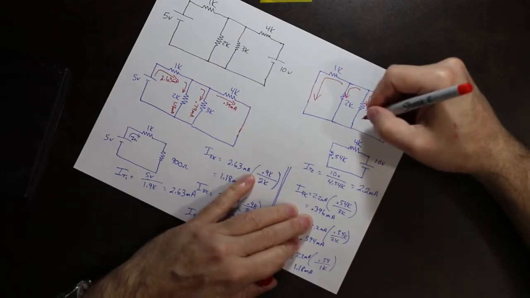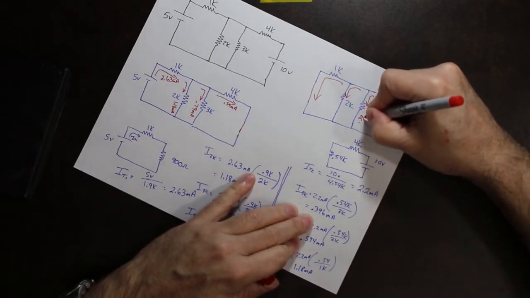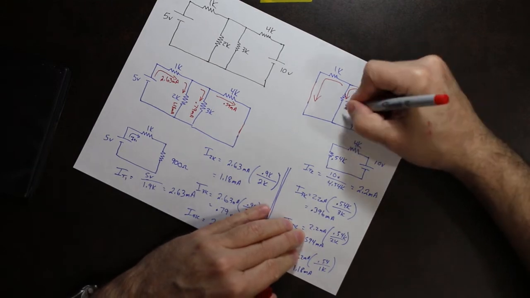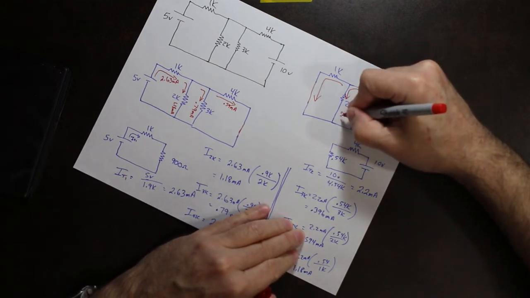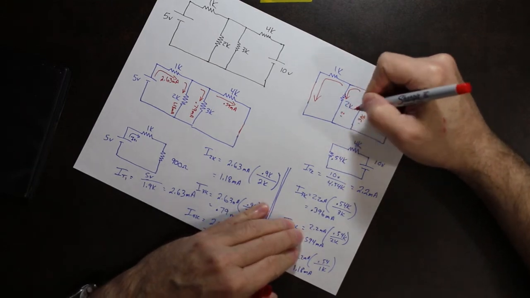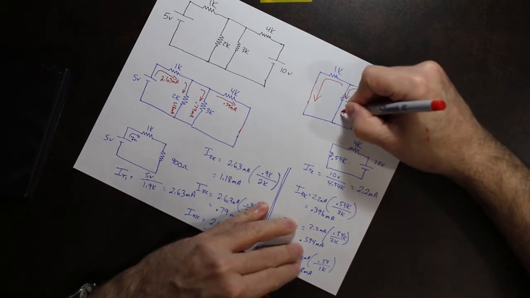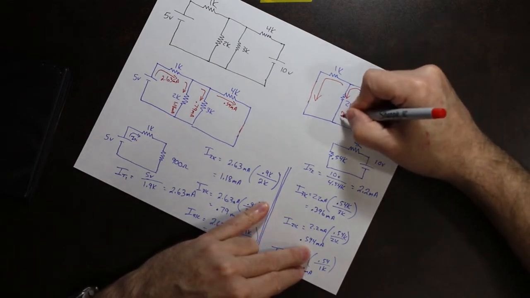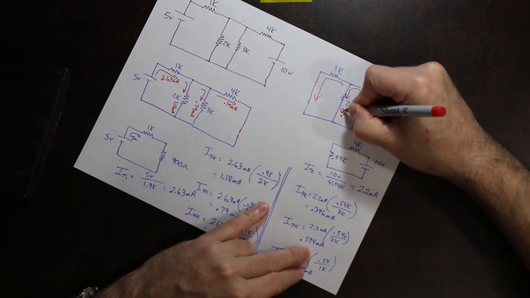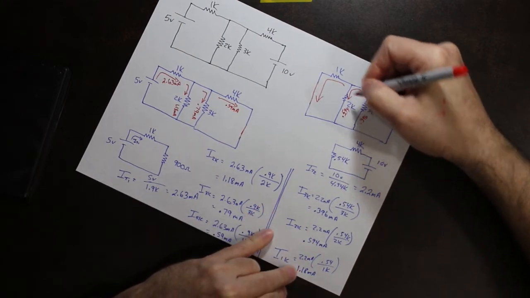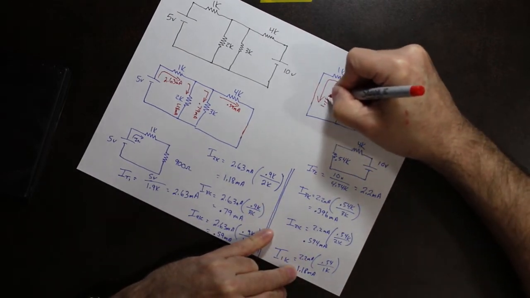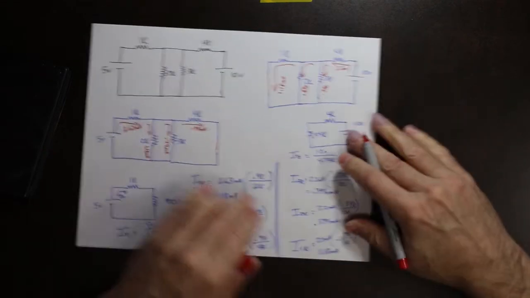So this one here is 0.396. This one here is 0.594. Sorry, 0.594. And this one is 1.18 milliamps.